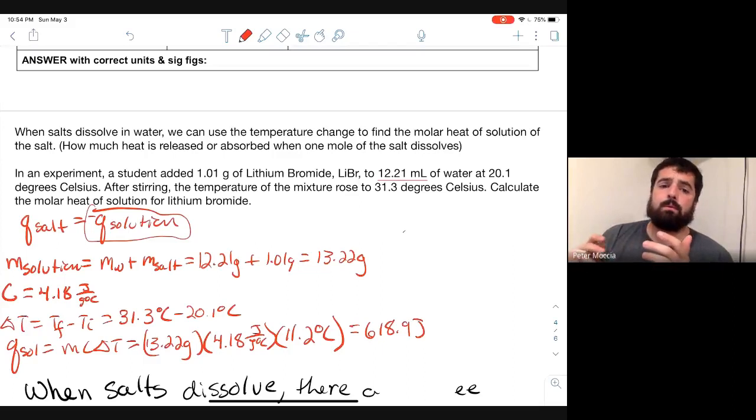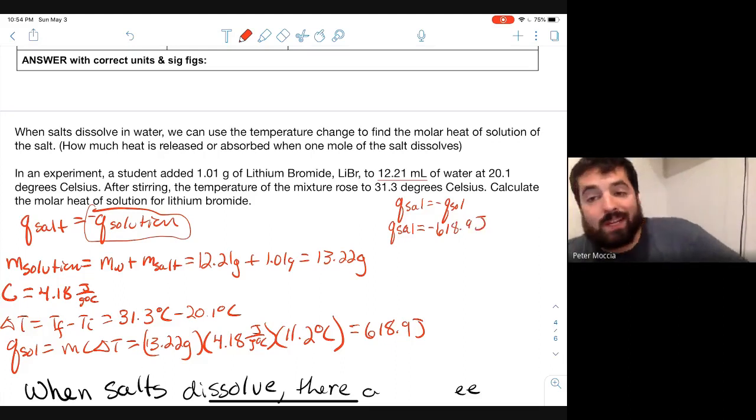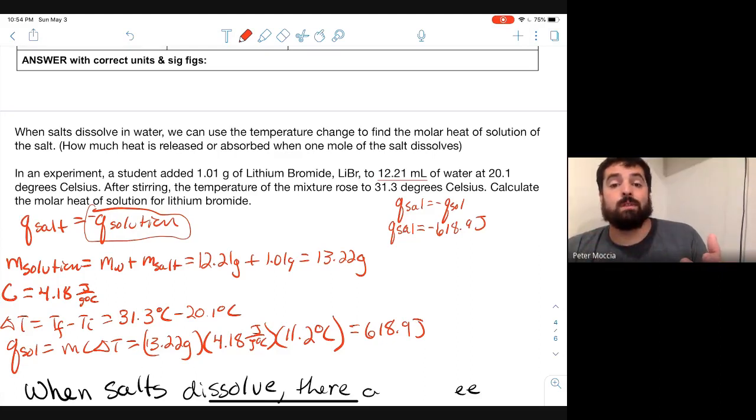Okay? So now what you need to know is that the heat lost by the salt is equal to the negative heat gained by the solution. So heat lost by the salt is equal to negative 618.9 joules. We know that it's an exothermic process because when the salt dissolved, it raised the temperature of the water or the solution.